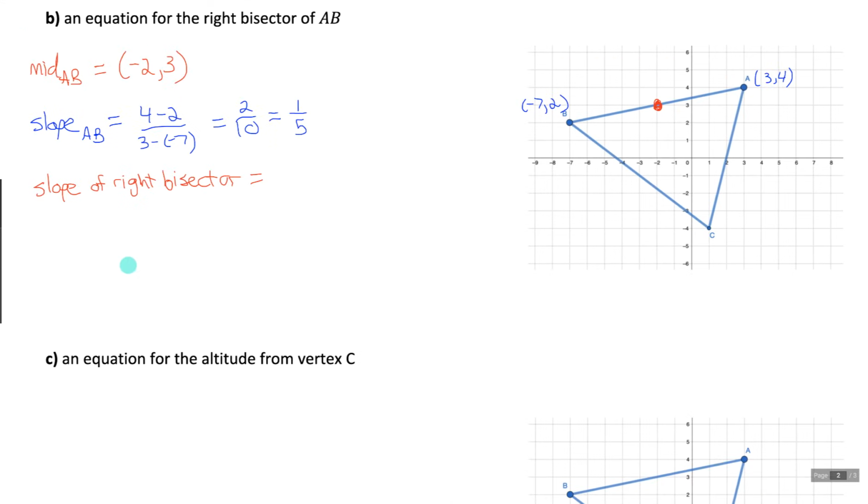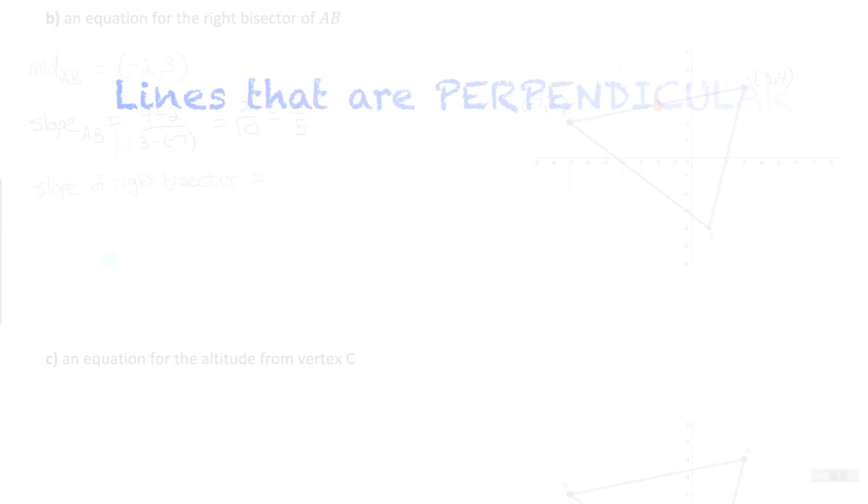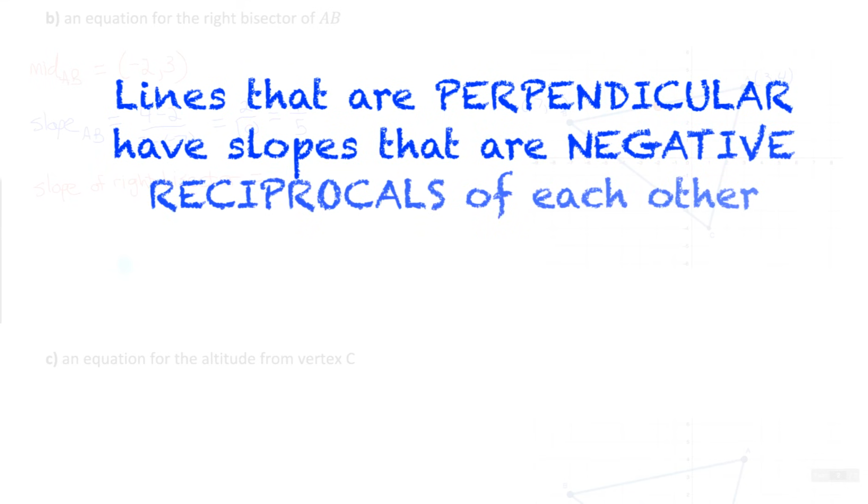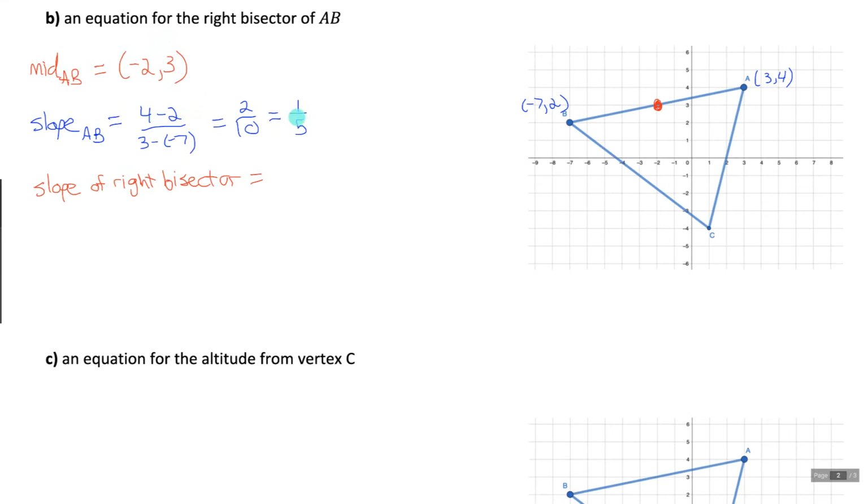Now that I know the slope of line AB, I can find the slope of the right bisector by using the principle that tells me that lines that are perpendicular to each other have slopes that are negative reciprocals. To calculate a negative reciprocal slope, we multiply it by -1, which effectively changes its sign, and then we find the reciprocal of it, which means flip it. So instead of positive 1/5, it changes to negative 5/1. And -5 divided by 1 is just -5. So the slope of my right bisector is -5.